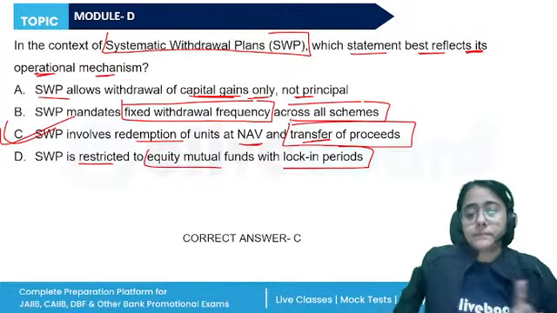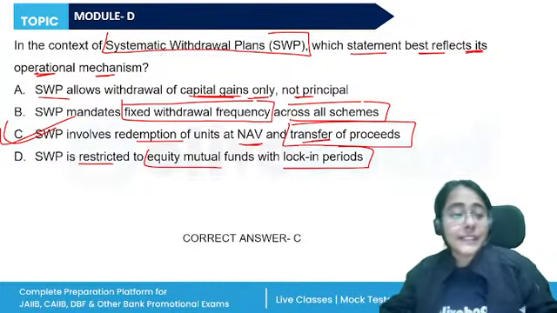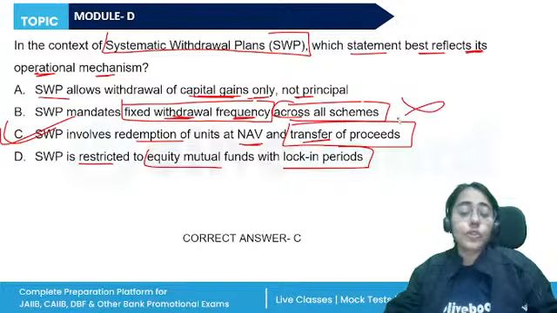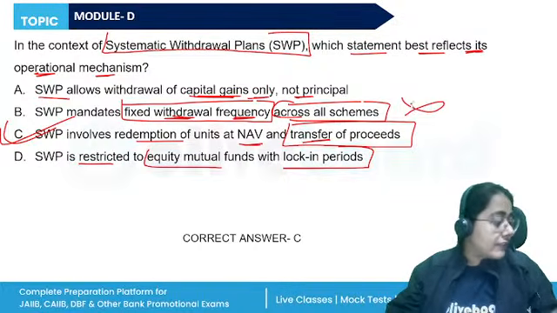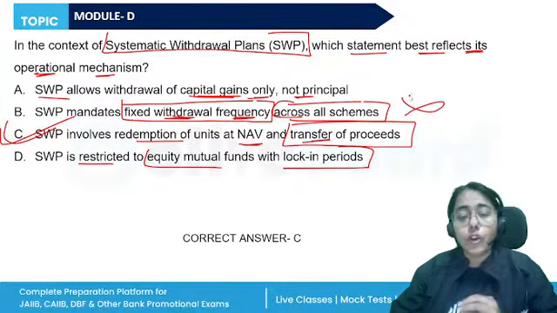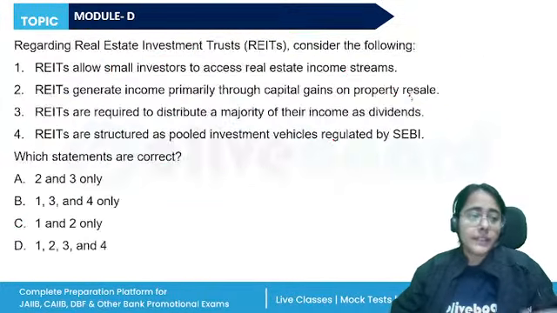So for SWP, statement B says that it has a fixed withdrawal frequency across all schemes. No, it will be different for different schemes. It can be different for different customers. I can choose when I want to withdraw and how much I want to withdraw. Okay, and the third statement is correct.